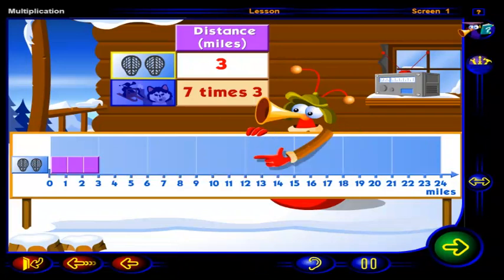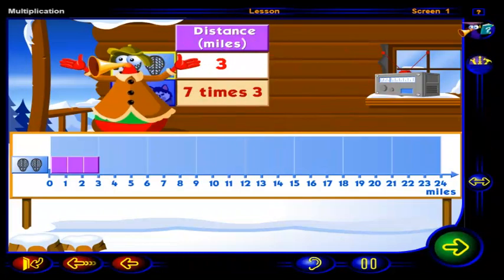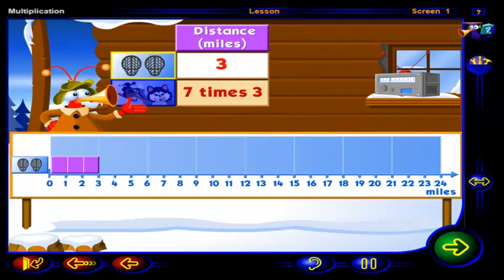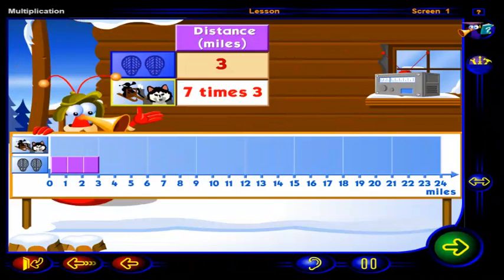This mark shows the distance the explorer wearing snowshoes has traveled. The explorer wearing snowshoes has traveled 1, 2, 3 miles, so the length of this bar shows 3 miles. The explorer traveling by dog sled has traveled 7 times 3 miles. On the number line, the length of this bar shows 3 miles.